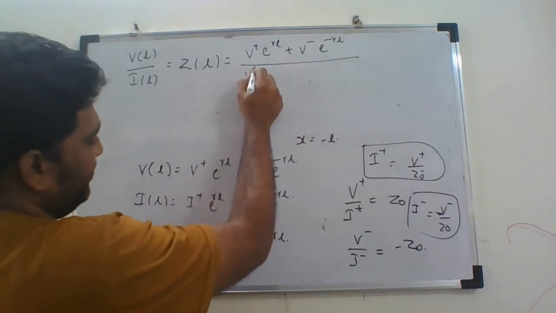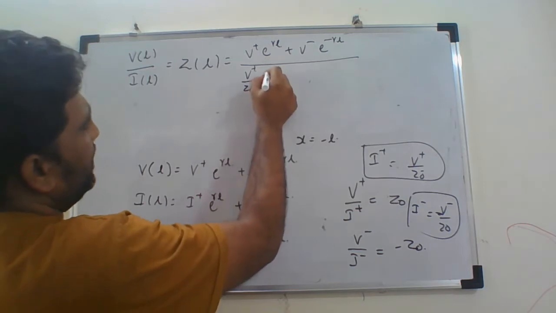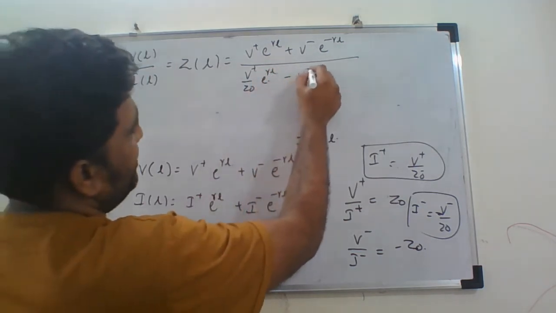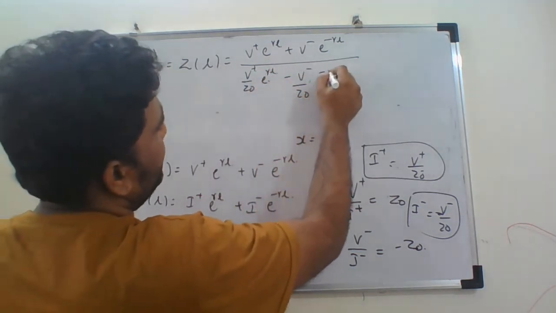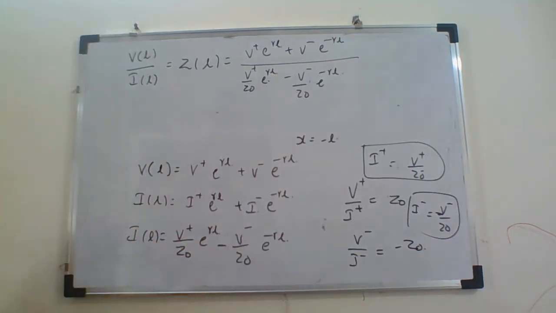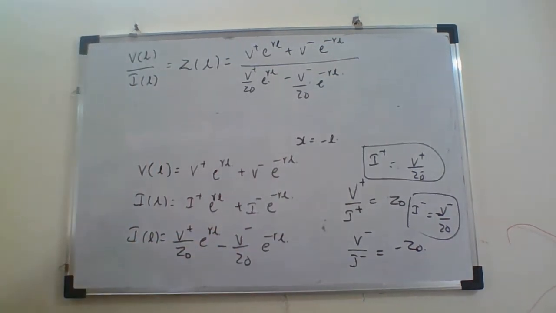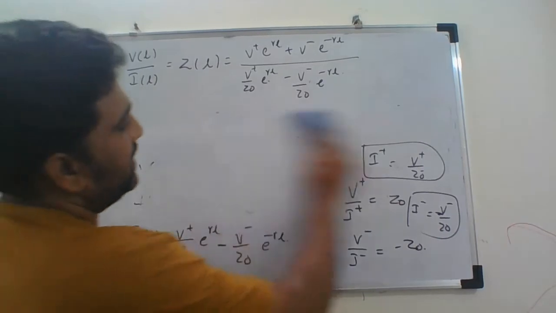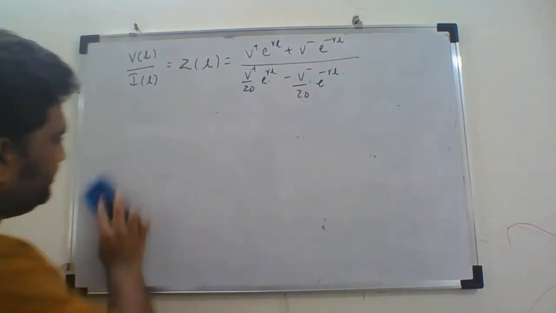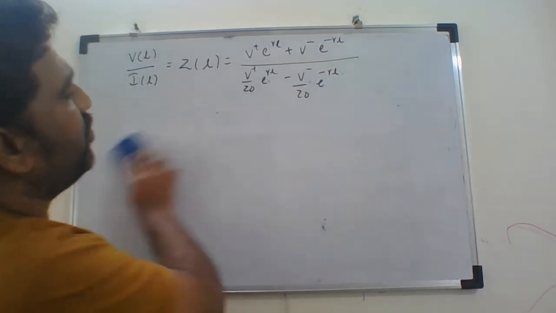I of L is V plus by Z naught into e power gamma L minus V minus by Z naught into e power minus gamma L. Okay, so this is what we get, right? Clear with this? So till this point.